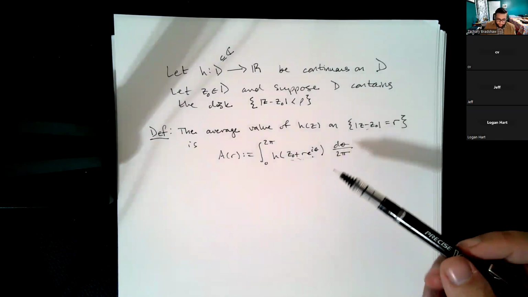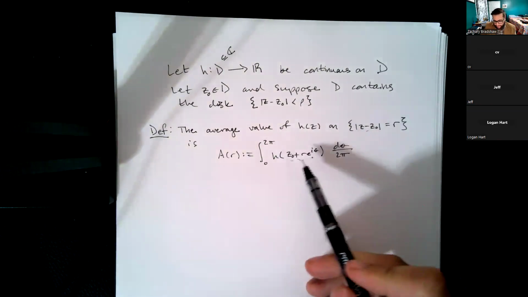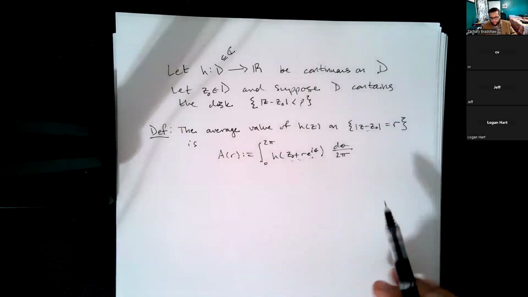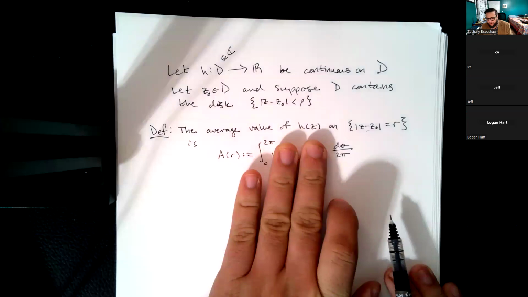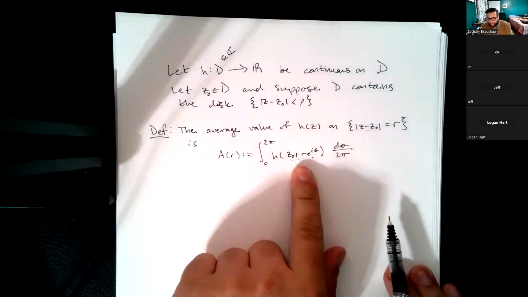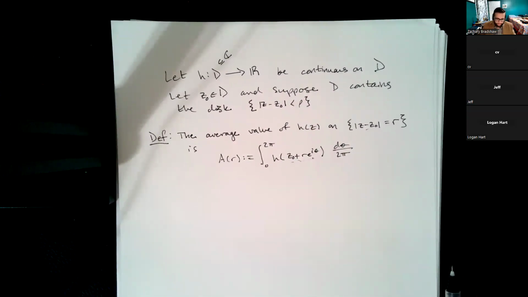Okay, so why do we call this the average value? Well, this d theta over 2 pi is a probability measure, right? If we integrate without this h here, we get 1. And so when we weight it by this h guy, what are we doing? Well, we're taking like an expected value of h, right? And so that is kind of justification for calling this an average value.